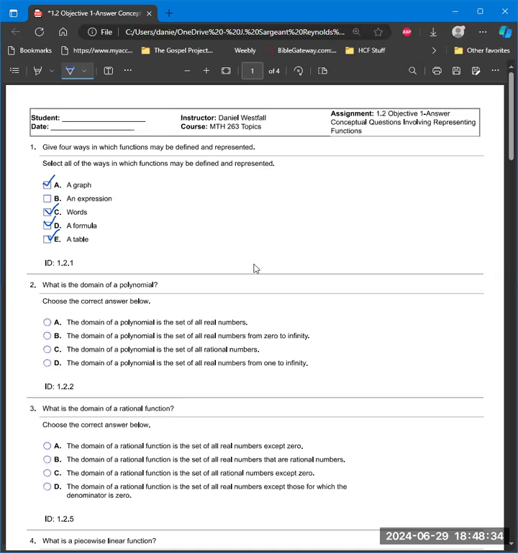What is the domain of a polynomial? The domain of a polynomial is the set of all real numbers. That's A. What is the domain of a rational function? The domain of a rational function is the set of all real numbers, except those for which the denominator is 0. That's D.